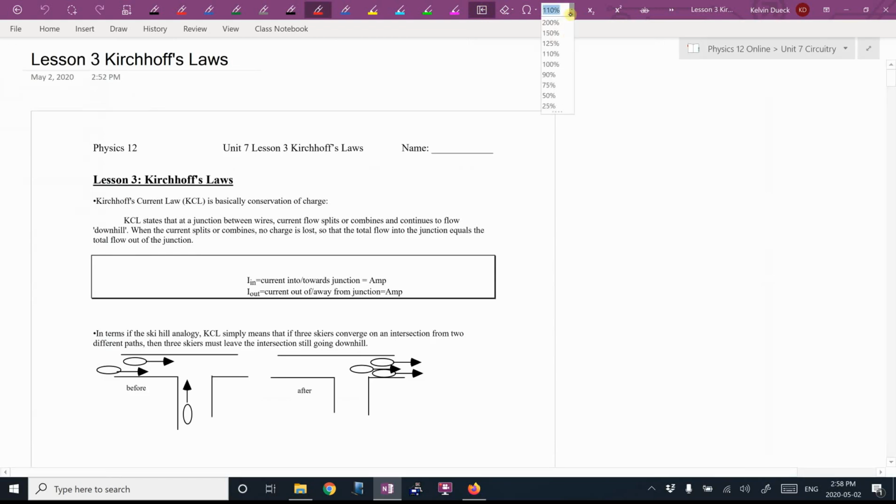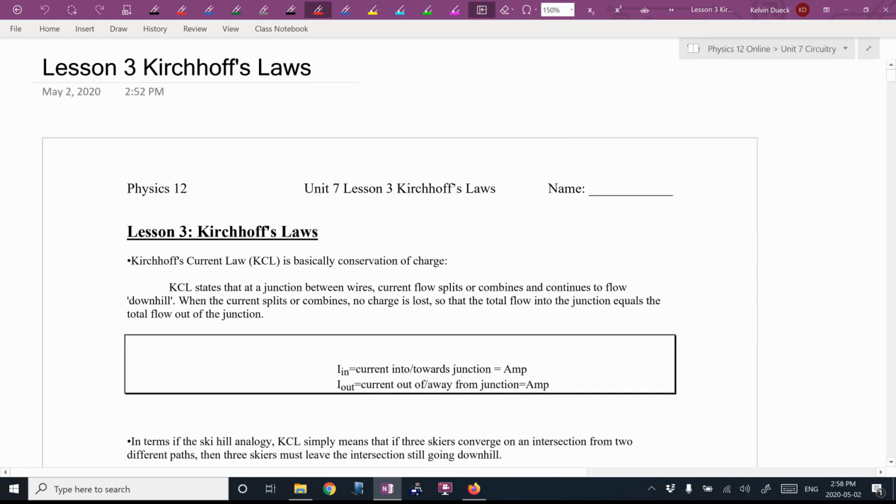Kirchhoff's laws for circuits. There are two laws. There is Kirchhoff's current law, which I abbreviate as KCL, and there is Kirchhoff's voltage law, which I abbreviate as KVL. You don't need to know which one is which, but you are going to need to know the laws, okay? So Kirchhoff's current law comes out of the idea that charge is conserved, that electrons and protons can't magically vanish from a circuit. Or if we go to our ski hill analogy, since we said that charge, that current, was the skiers, you're not allowed to lose skiers.